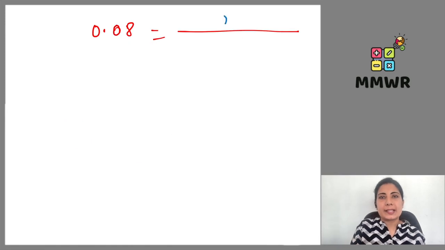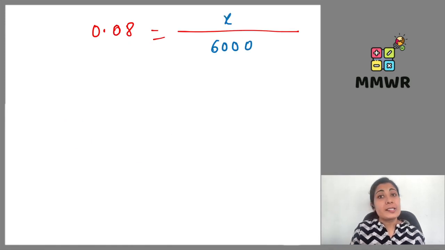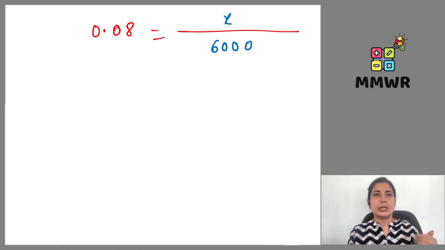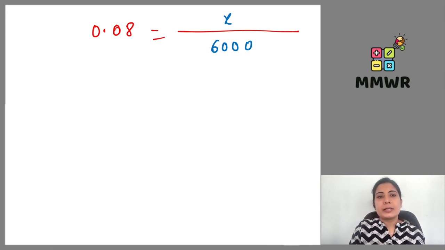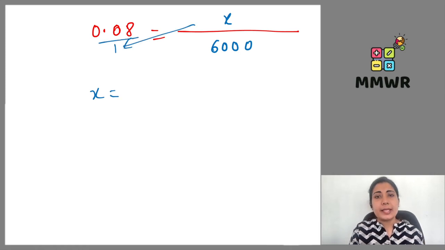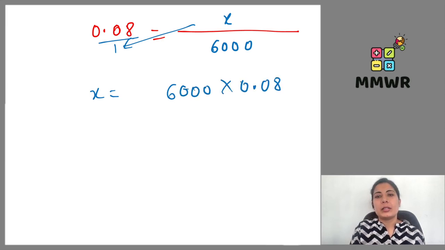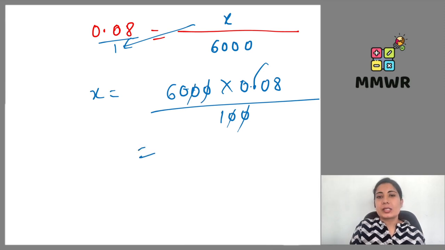So let's write this X here. And the denominator will be n of S, the total tickets in that lottery system. How many tickets? 6,000 tickets they have to sell. So let's simplify this. X is equal to 6,000 multiplied with 0.08. Let's simplify this, removing the decimal and getting two zeros into the denominator along with 1. Now 60 multiplied with 8 gives me 480.